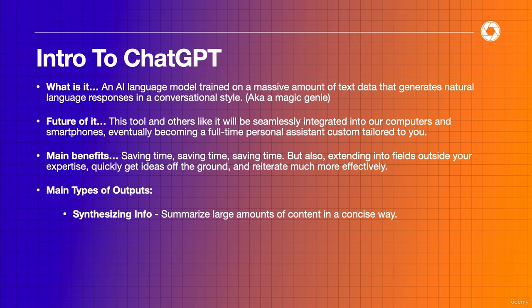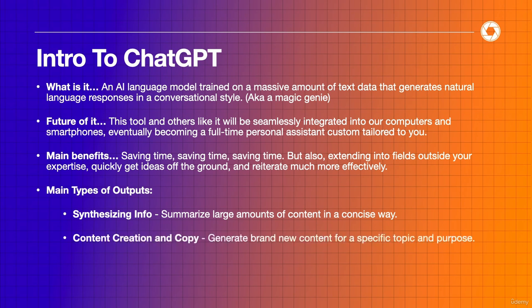So with that said, let's talk about the main types of outputs that really help to categorize the abilities of ChatGPT into different categories. So the first one that we're going to cover is synthesizing info, and this is one of the huge parts of this tool. You're able to summarize massive amounts of content in a clear and concise way. Up next is content creation and copy. This is where we're going to generate brand new content on a specific topic for a specific purpose.